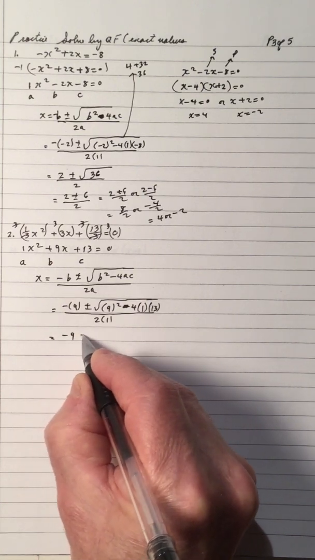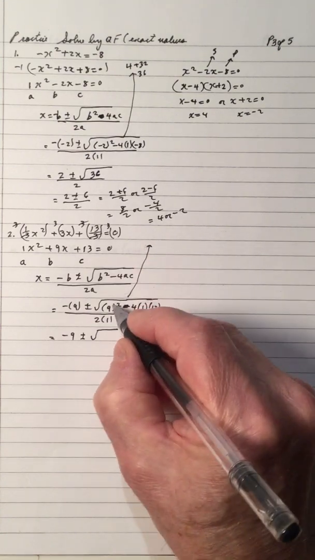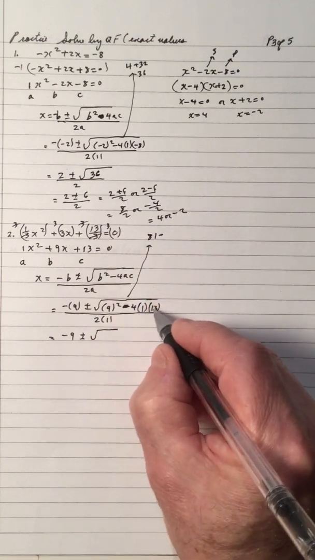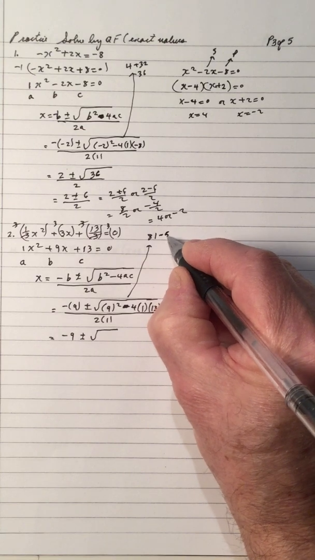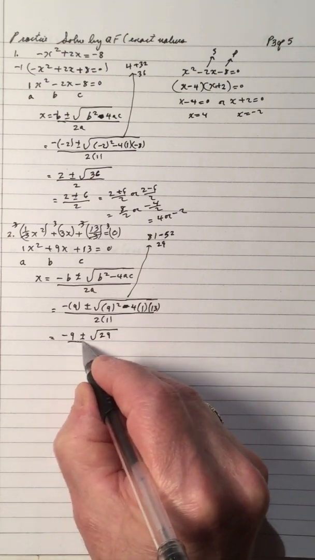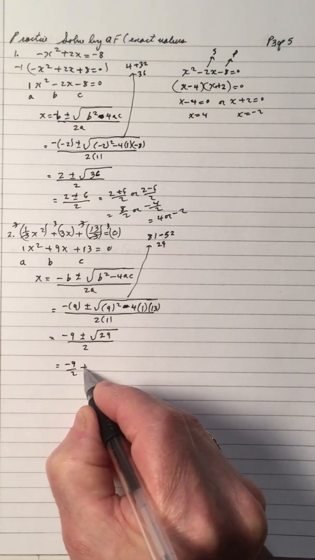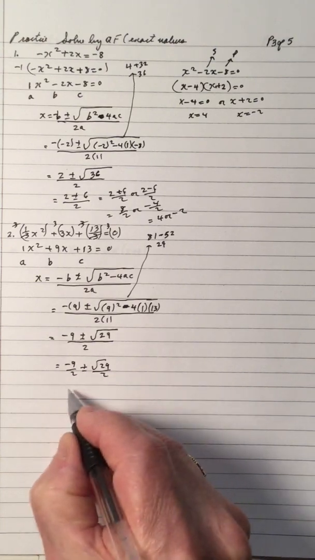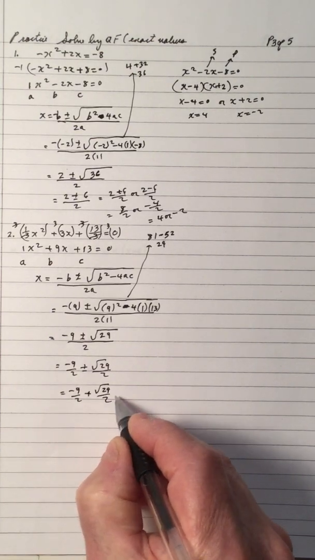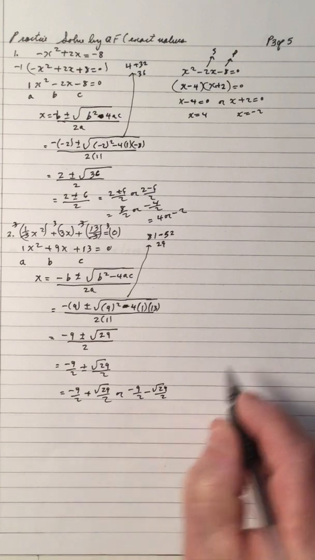That gives me negative 9 plus or minus, and let's work this out. Again, I'll work that out here. 9 squared is 81, minus negative 4 times 1 times 13 is negative 52, and that gives me a 29. So that's the square root of 29 over 2. They can't add or subtract, so it's negative 9 over 2, plus or minus the root of 29 over 2. So we have two answers, negative 9 over 2 plus root 29 over 2, or negative 9 over 2 minus the root of 29 over 2.